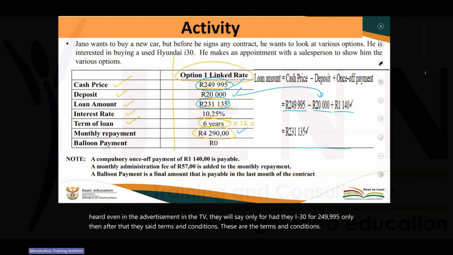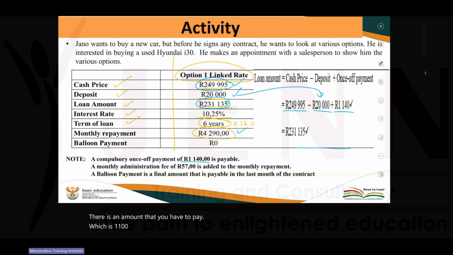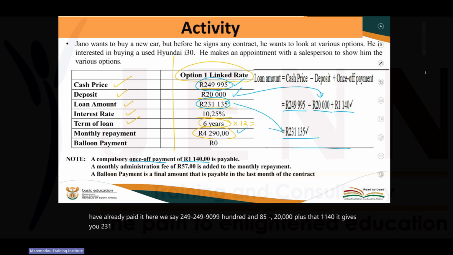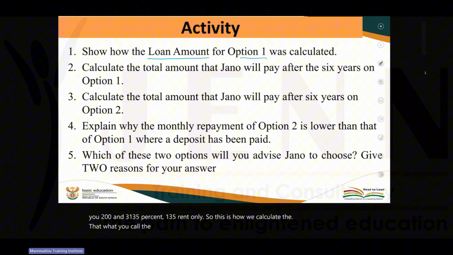There is an amount that you have to pay, which is 1,140 on top of your debt, which is compulsory. They call it a once-off payment. So we have already paid it here. We say 249,995 minus 20,000 plus that 1,140. It gives you 231,135 rand only. So this is how we calculate the loan amount. We have shown the examiner where it comes from.